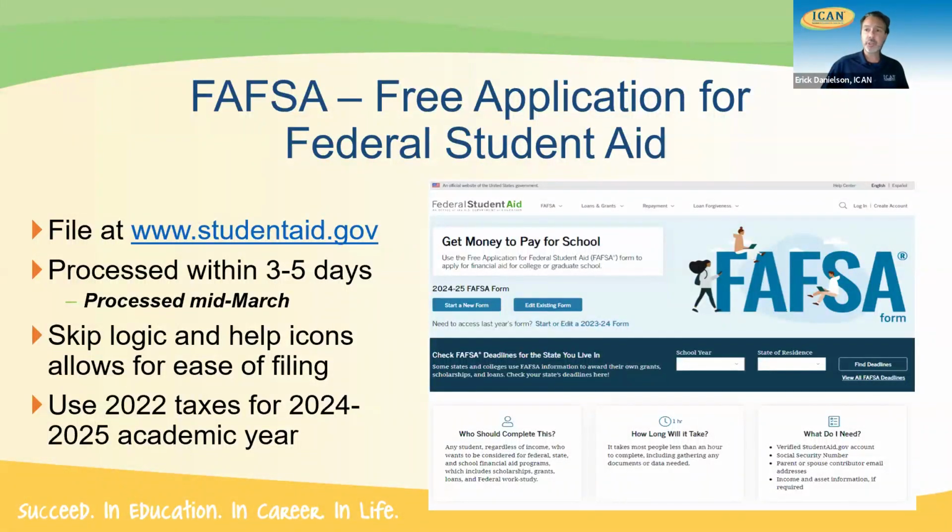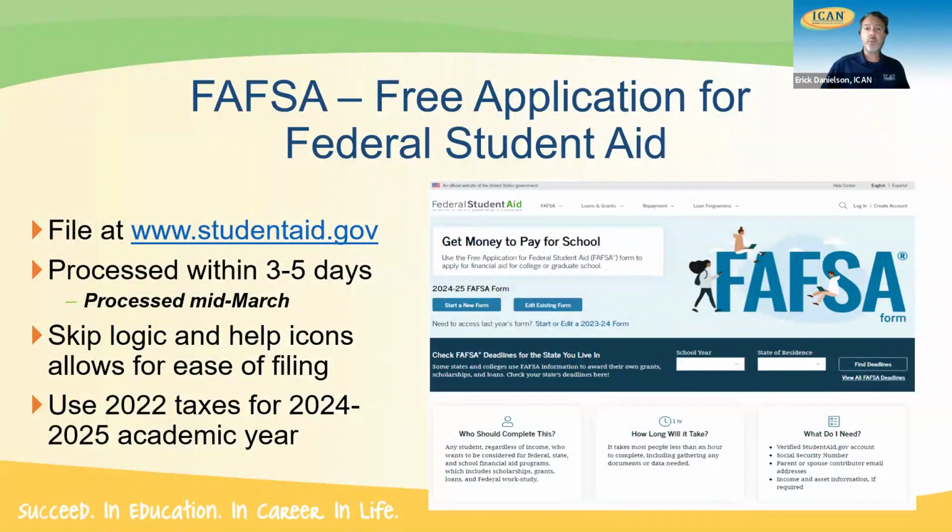For those of you with Social Security numbers who get an FSA ID, it'll typically take 1 to 3 days after you create your studentaid.gov FSA ID account for it to be verified to do the FAFSA form. Now, once you do complete the form, in a normal year, it'd be processed within 3 to 5 days. This year, the processing didn't start until mid-March, and even then, there have been issues with it. That can be a reason why some of you, if you were expecting to already have a financial aid offer and you haven't yet, there have been some major problems with the processing that has been taking place.